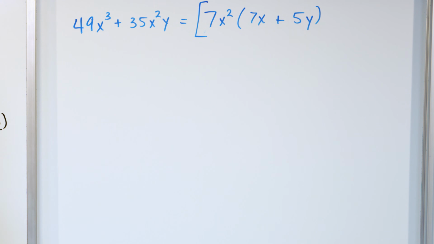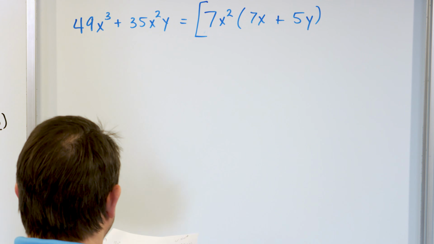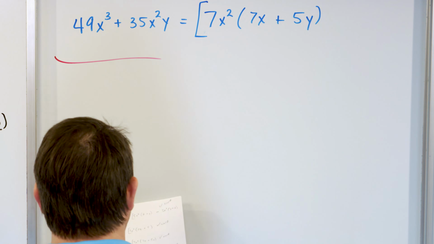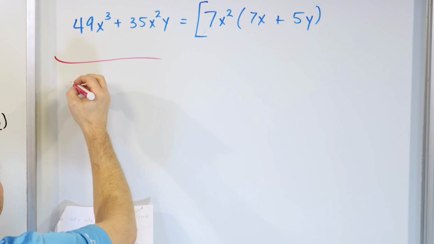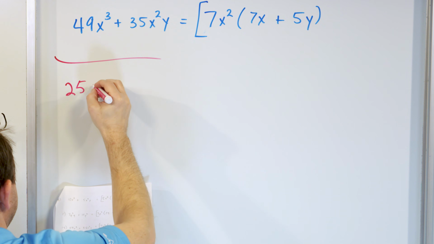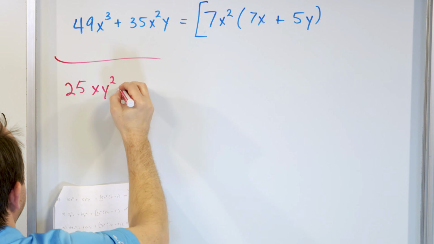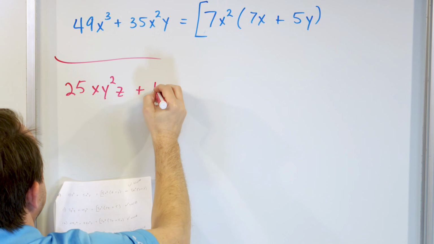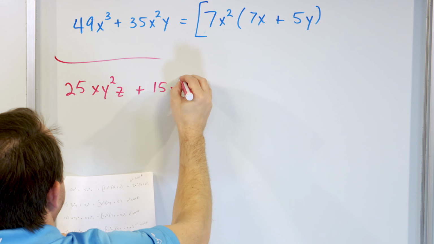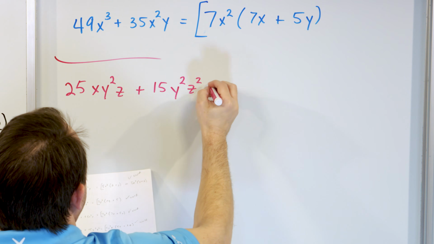All right, just a couple more just to get a little more practice. Literally, I think we have 2 more here. They're going to get slightly larger. What if we have 25 x y squared times z plus 15 y squared z squared?